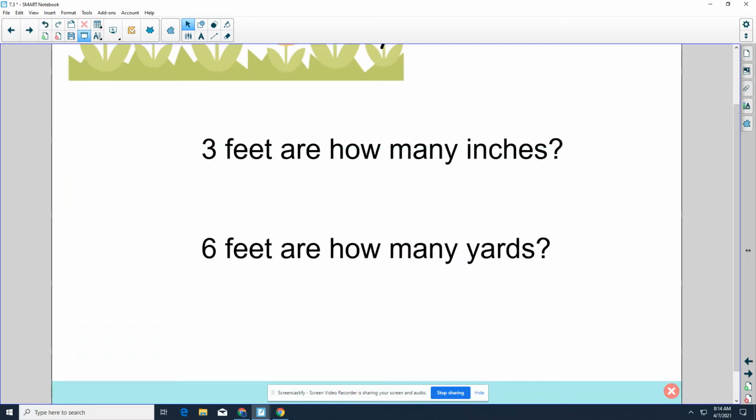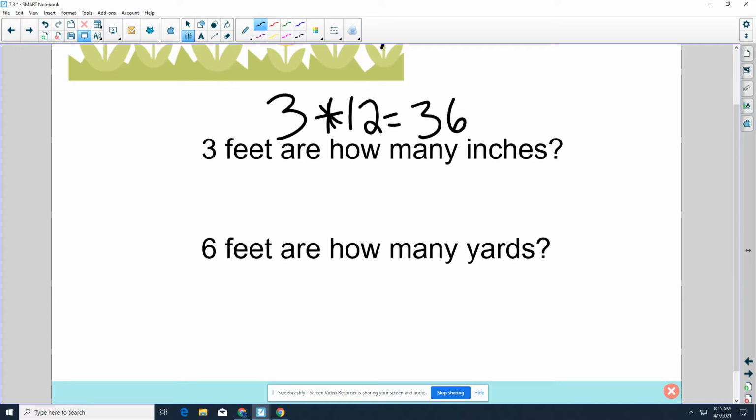3 feet are how many inches? Well, I know that 12 inches are in a foot, so I could say 3 feet multiplied by the 12 inches, and I know I have 36 inches in 3 feet. So 6 feet are how many yards? Well, I know a yard is 3 feet, and so I actually want to divide that one there, right? Because I'm going from a smaller to larger unit. So 6 feet divided by the 3 feet per yard, and I get 2 yards.